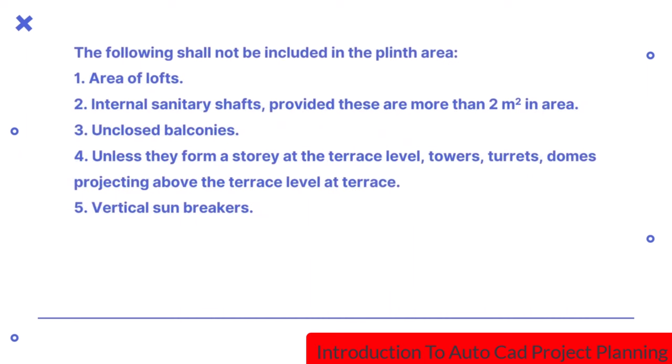The following shall not be included in the plinth area. The first one is area of lofts. Internal sanitary shafts, provided these are more than 2 meter square in area. Unclosed balconies, unless they form a story at the terrace level, towers, turrets, domes projecting above the terrace level at terrace. And the last one is vertical sunbreakers.